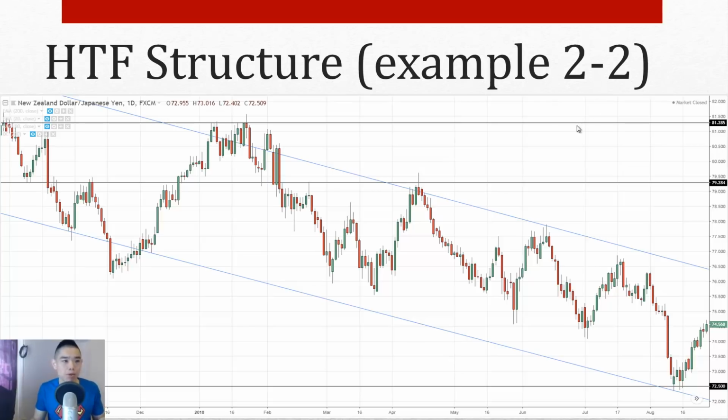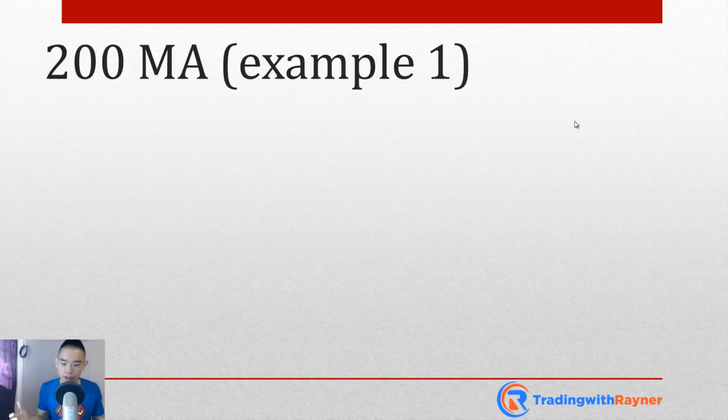Okay, and the last tip that I want to share with you is to pay attention to the 200 period moving average. For those of you who have been following me a while now, you know that I tend to say that if the price is above the 200 MA, try to stay long, and if the price is below the 200 MA, try to stay short. The reason is quite simple. The 200 period moving average summarizes the prices of the last 200 candles. So if the price is above the 200 MA, it's telling you that the price has been trending higher. And if the price is below the 200 MA, it's telling you that the price has been trending lower.